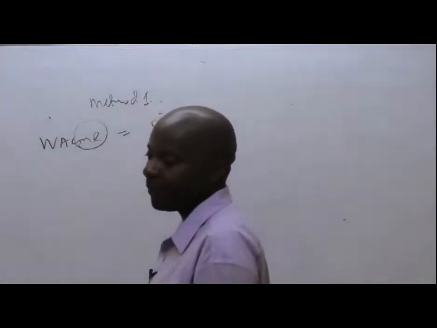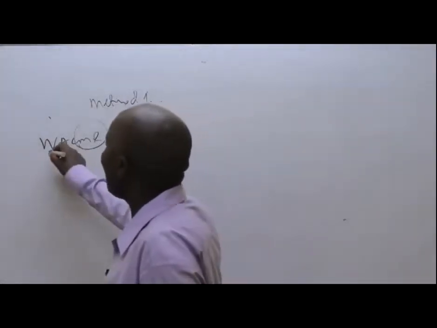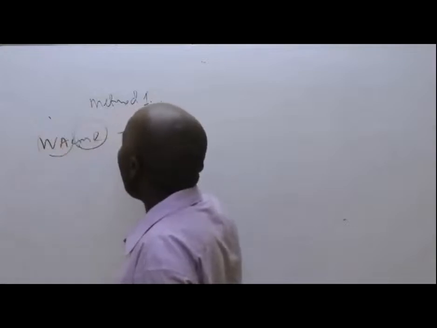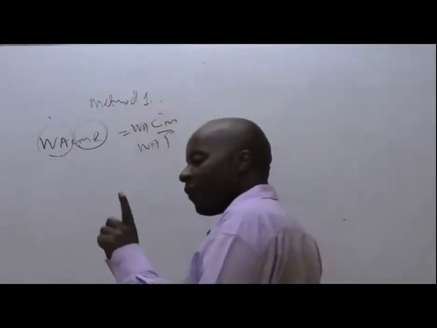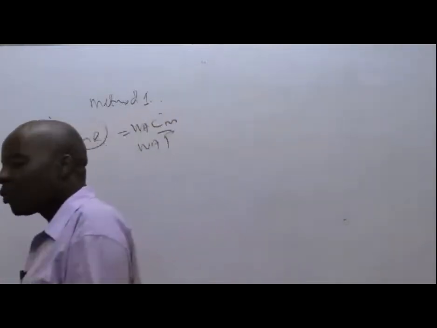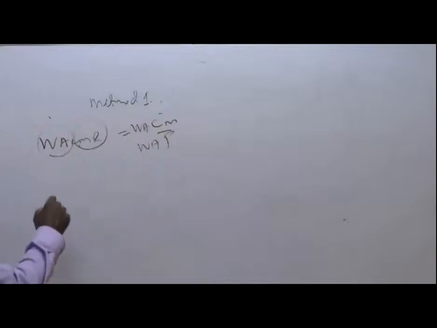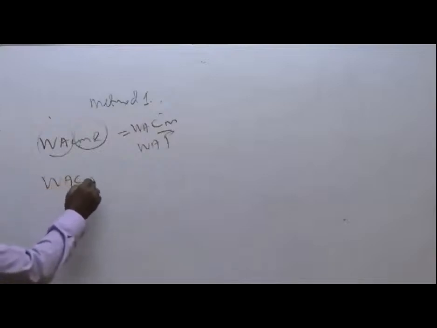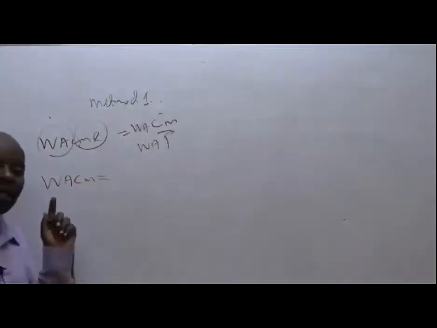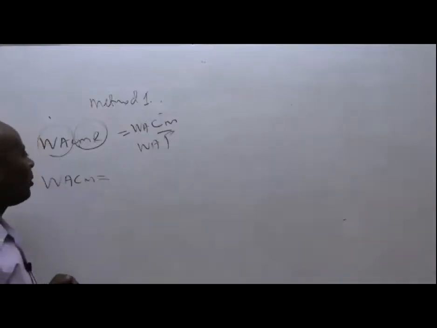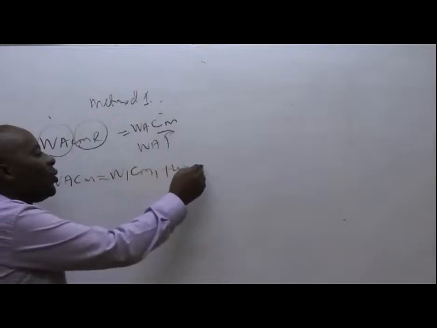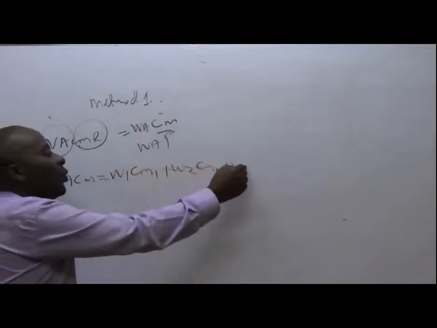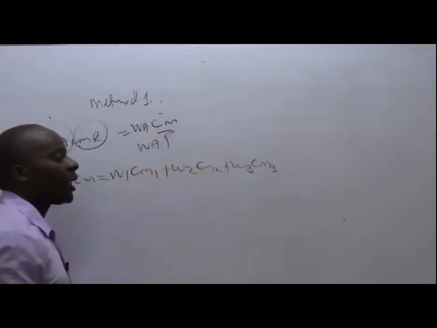Price. But now remember that they want us to give them WA. So it should be WACM over WAP. And of course, the very first thing that we need to do is to come and calculate the WACM. But now the question is, how do I get this WACM? So to get WACM, we take weight 1, CM1, plus weight 2, CM2, plus weight 3, CM3, like that.